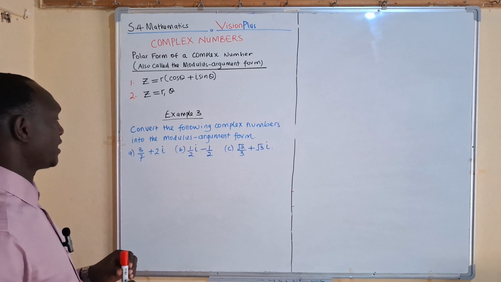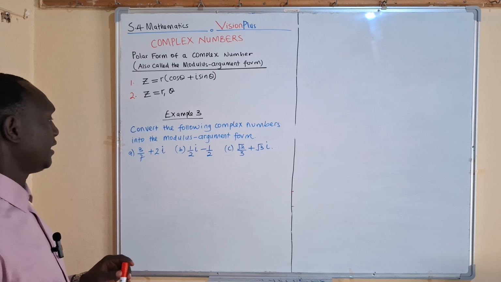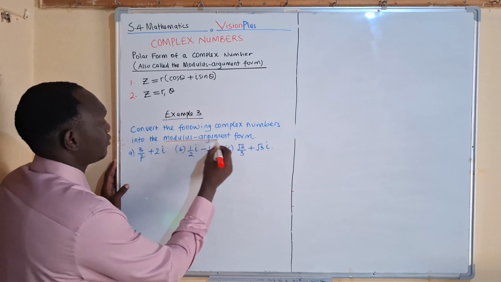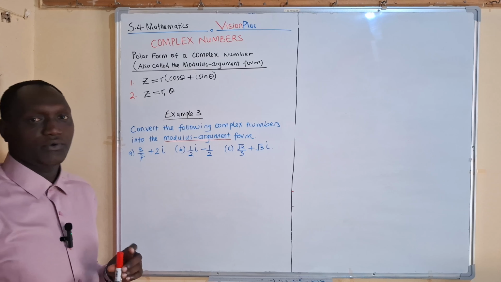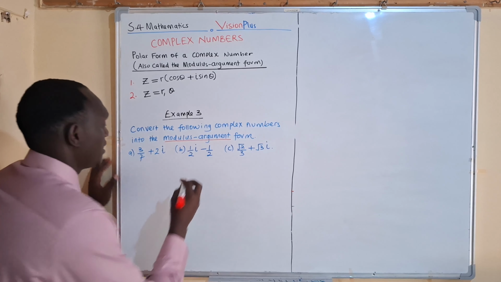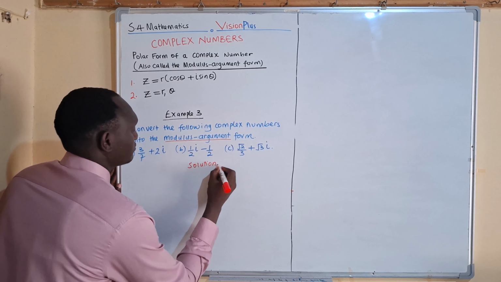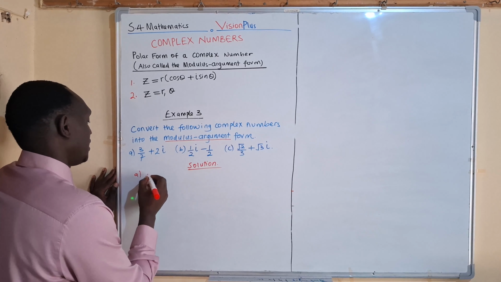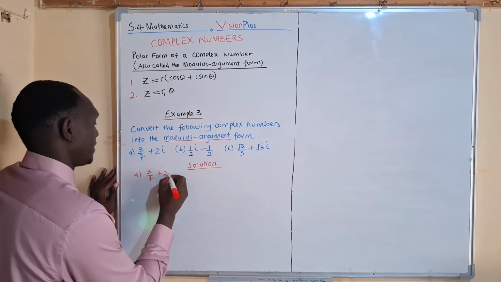Example 3 says that we are given these complex numbers and that we need to convert them into the modulus argument form. The modulus argument form is the same as the polar form of the complex number. So the solution, for part A, we are given 3/7 plus 2i.